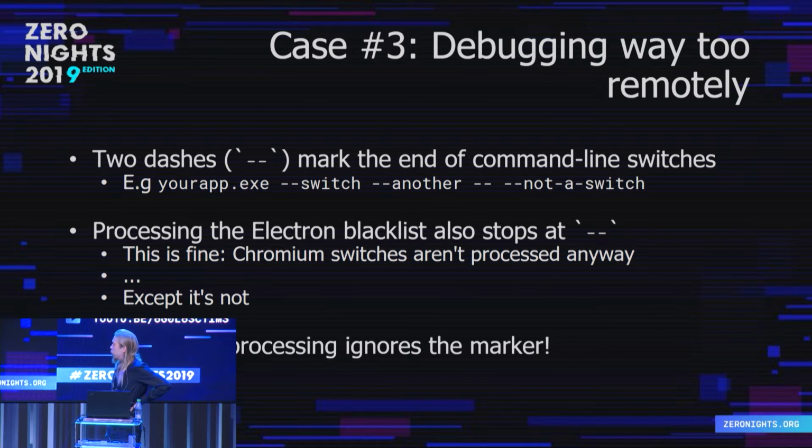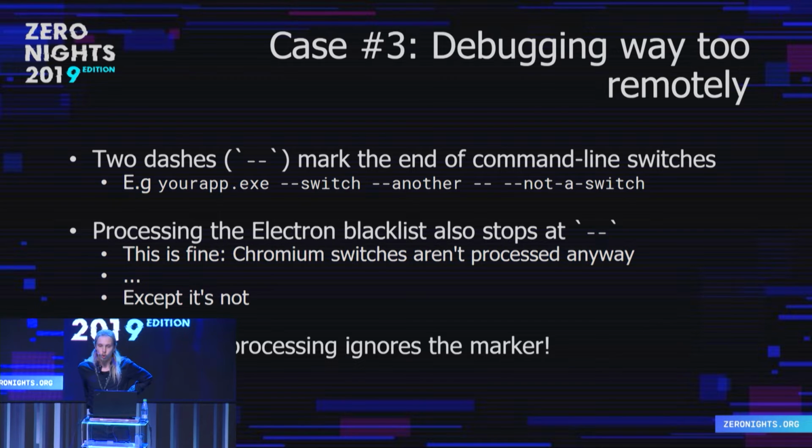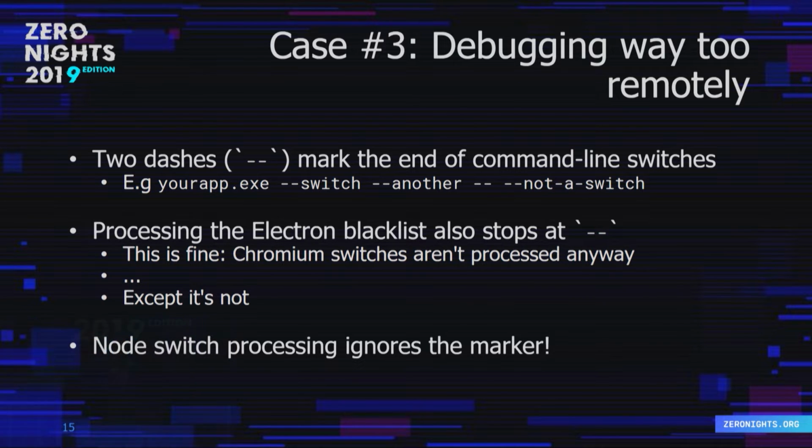Going forward, case number 3. This one was a bigger problem because this is all of Electron. It's fairly common convention for command line utilities and everything that can be called from the command line to support this sort of dash syntax for ending the processing of command line switches. If you end your command with dash and a space, then anything you enter after that isn't considered a command line switch. And Electron supports that as well.